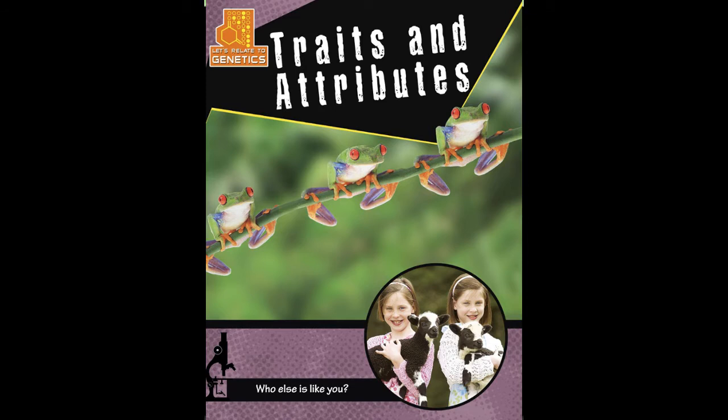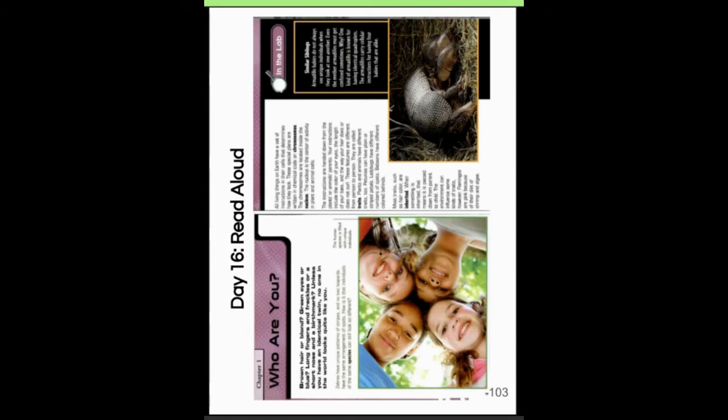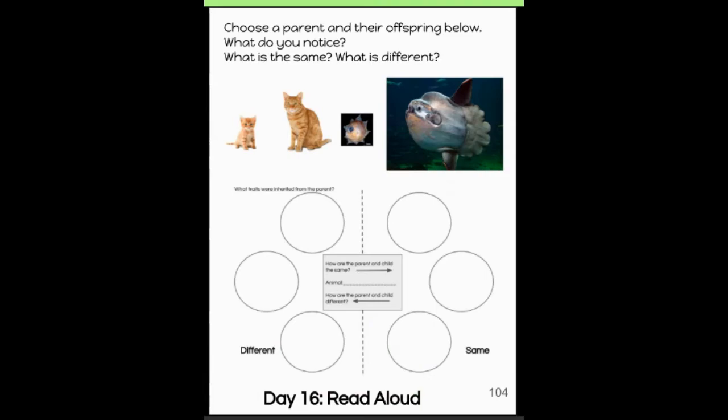Hello, scientist. Make sure you have your field journal out so you can follow along with us. Today we're going to be reading an excerpt from Traits and Attributes. Your goal at the end of our read aloud is to be able to define the words trait and inherited. You can follow along on the next page in your field notebook while I read the words to you.